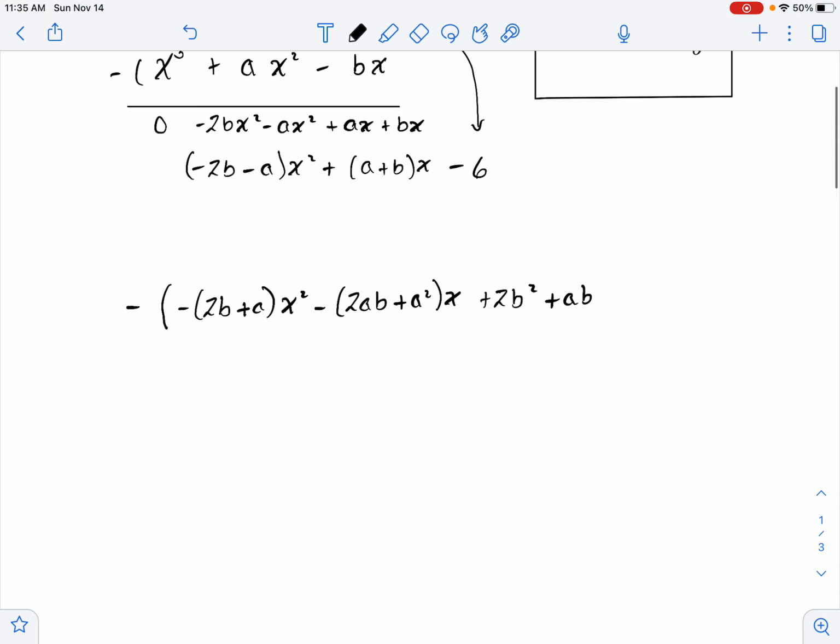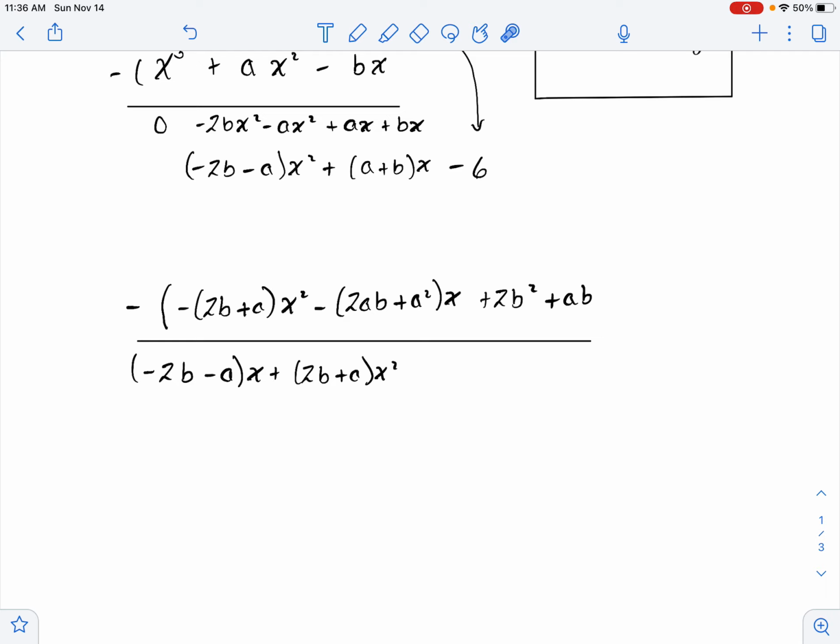So I have negative 2b minus ax squared, minus negative 2b plus ax squared. I have a double negative that gives me a positive, so that is plus 2b plus ax squared.